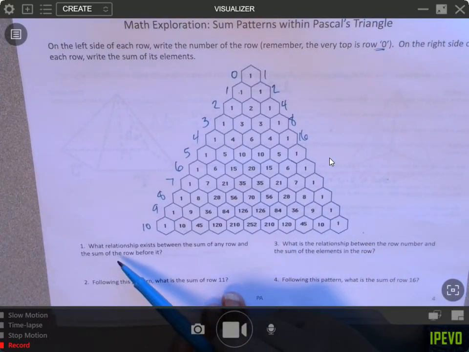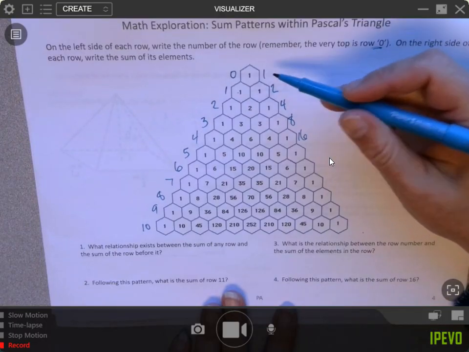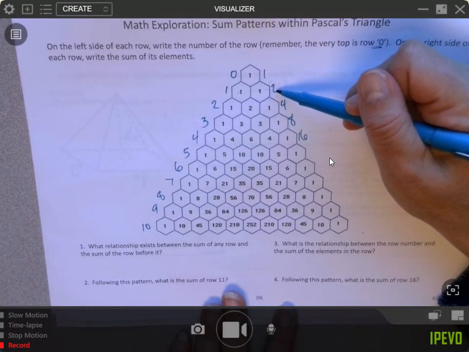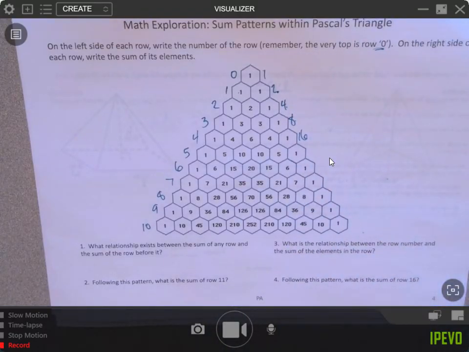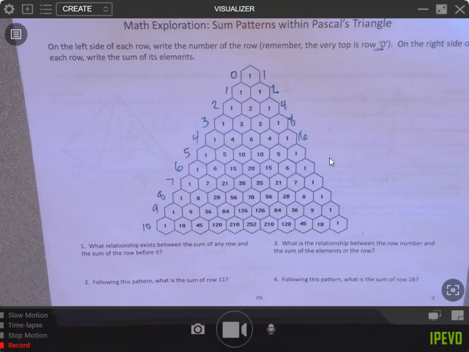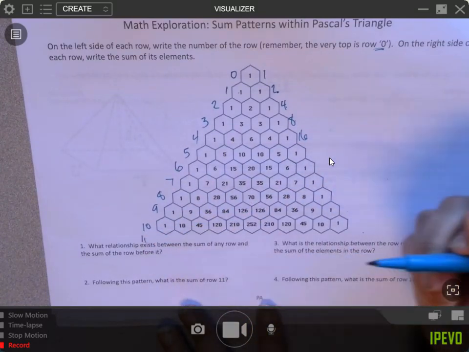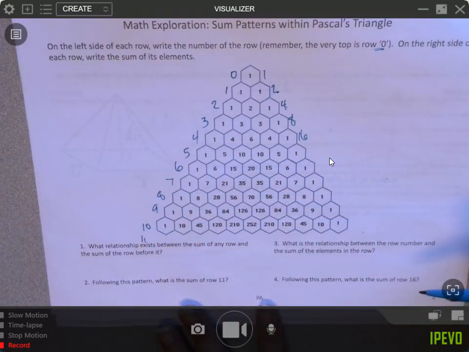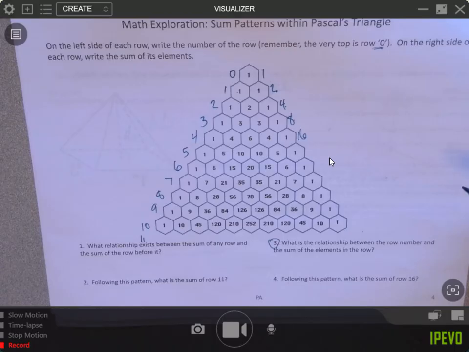Then it says, what relationship exists between the sum of any row and the row before it? So if I have 2 to 1, 4 to 2, 8 to 4, 16 to 8. Think about what pattern that is. Following this pattern, what is the sum for row 11? So you should be able to go down to row 16. You should be able to do number 4. Number 3 by far is the one that most of us are having trouble with.